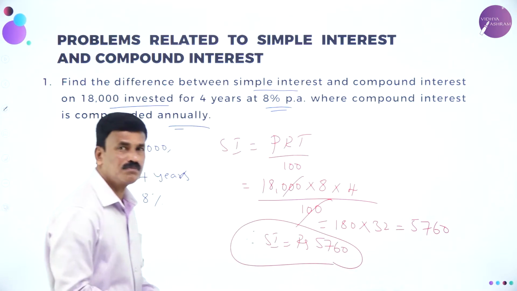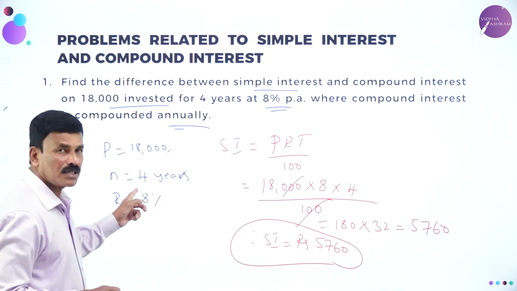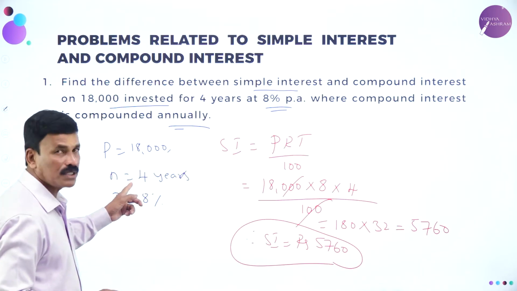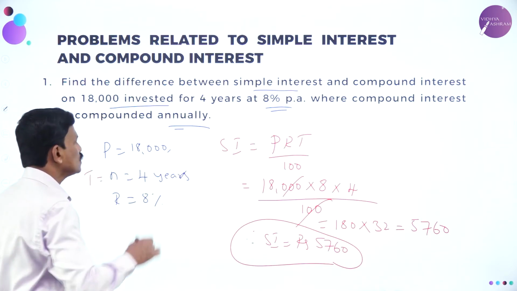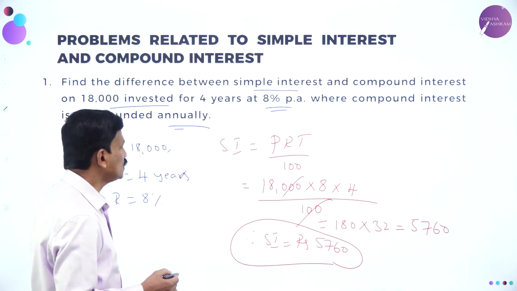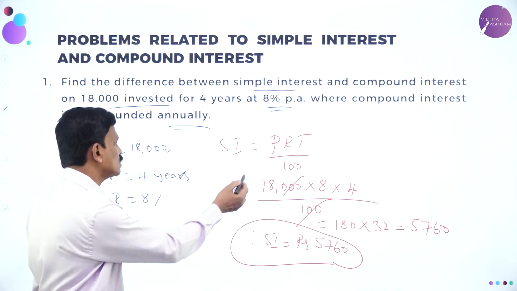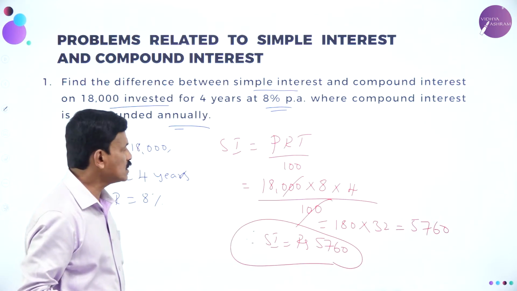First find out the simple interest. What is the problem given? Principal is 18,000, rate of interest is 8% and time period is 4 years, PRT over 100. This is the time period T. So 18,000 into 8 into 4 divided by 100. These 2 zeros get cancelled. 180 into 32, that is 5,760.